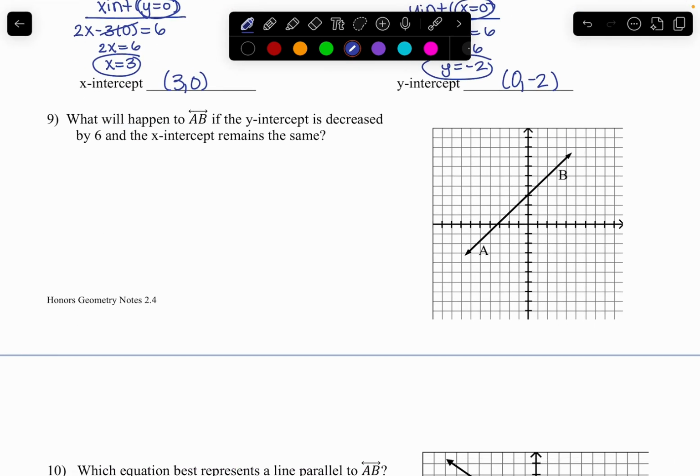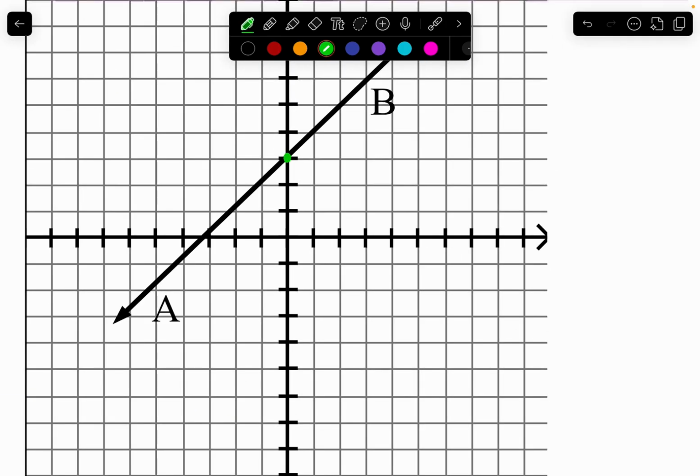All right, number 9 says, what will happen to line AB if the y-intercept is decreased by 6 and the x-intercept remains the same? So right now, my y-intercept is here at 3, and I'm going to decrease it by 6. So I'm going to go down 1, 2, 3, 4, 5, 6. So here is my new y-intercept. But they said that my x-intercept is going to remain the same.